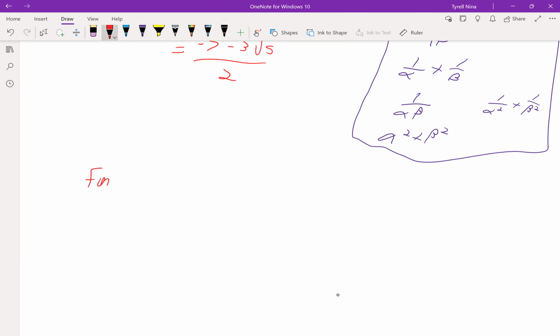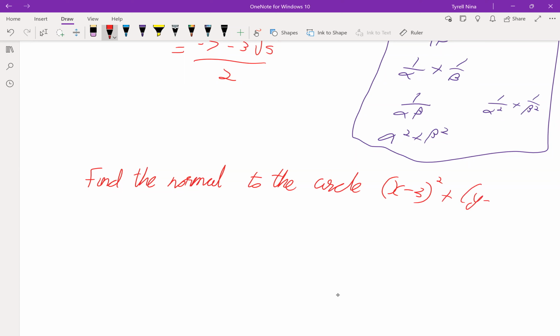Let's do, find the normal to the circle x minus 3 squared plus y minus 2 squared is 25 at the point -1, 5.